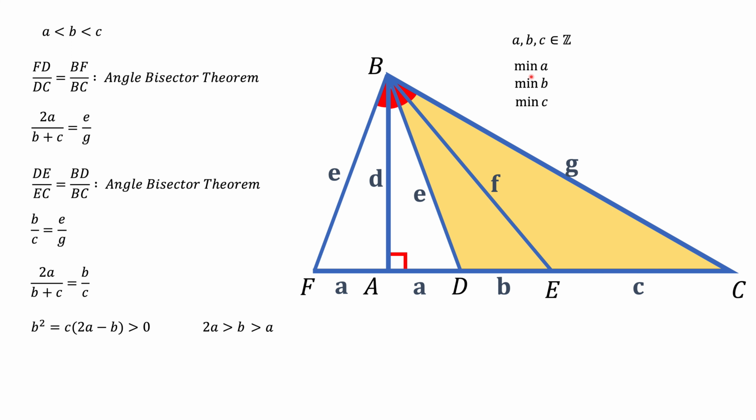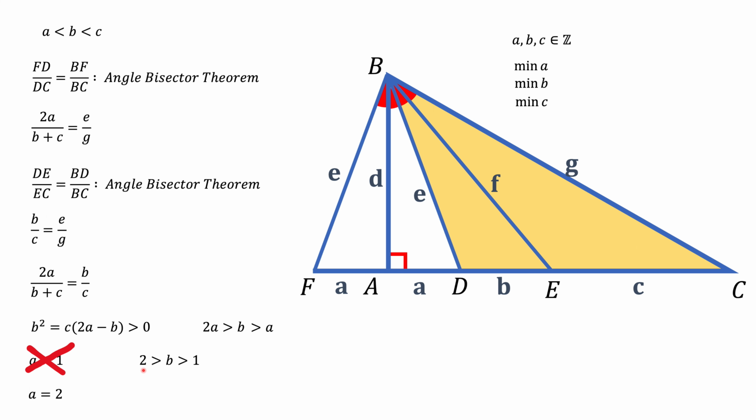And now let's try to find the minimum of a, b, and c. Let's start with a. Obviously, what is the smallest integer we can have? It's 1. So let's try 1. A equals 1. Does it work? Well, let's look at this inequality. If we look at it, we find that in this case, b has to be strictly greater than 1 and strictly less than 2. And also it has to be an integer. Well, there is no such b. So 1 doesn't work. Let's try 2.